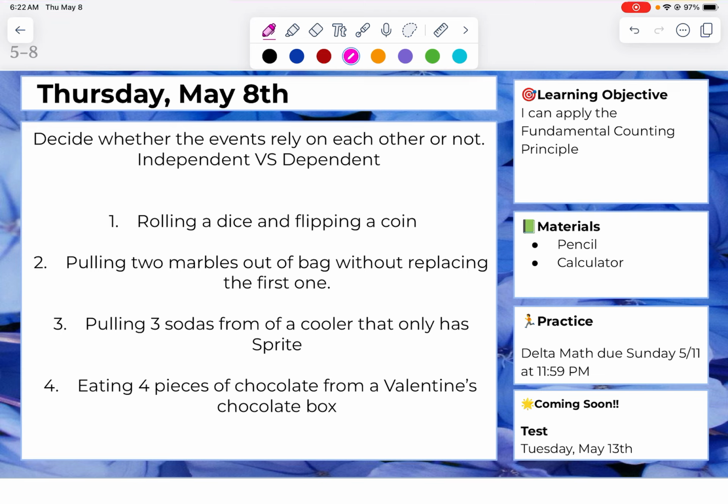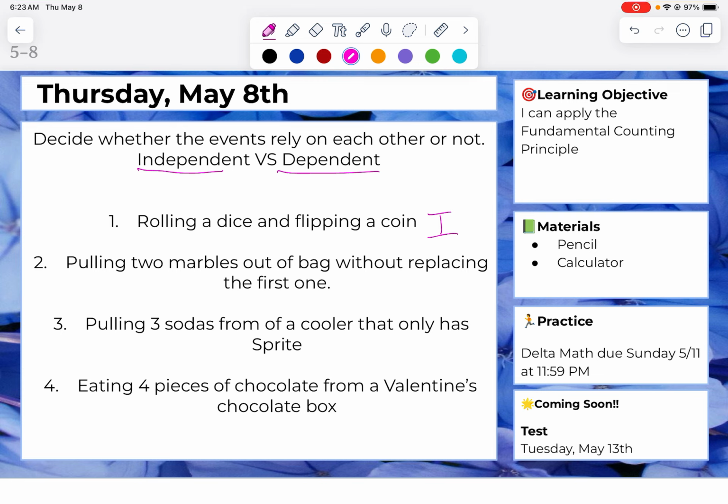Alright, now that you've unpaused the video, we're going to decide whether the events rely on each other or not. That means, is it independent versus dependent? So if I roll a dice and I flip a coin, do these two things rely on each other for their results? No, these are independent.